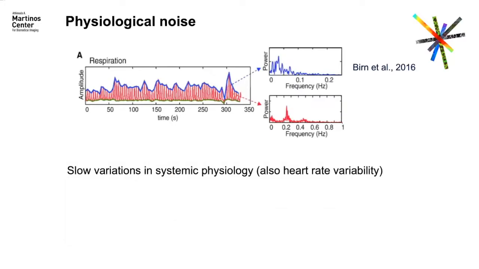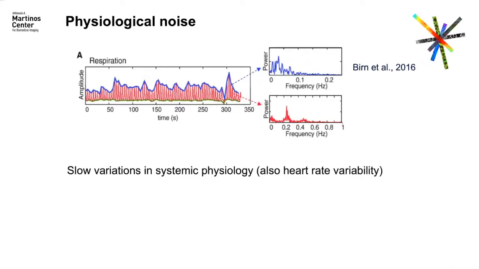Here you can see the signal measured from the respiration belt. That is the red curve here. But in addition to that periodic respiration at around 0.2 hertz, you can see that the amplitude of this respiration also fluctuates.